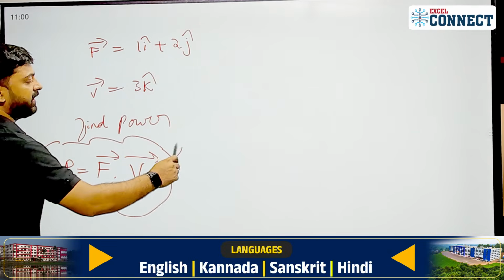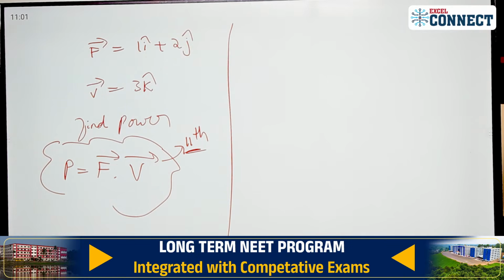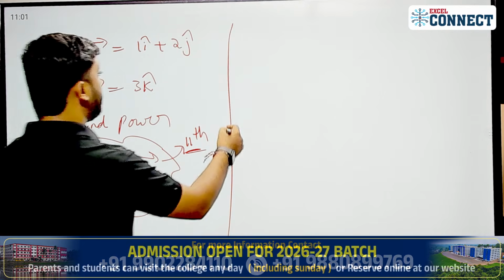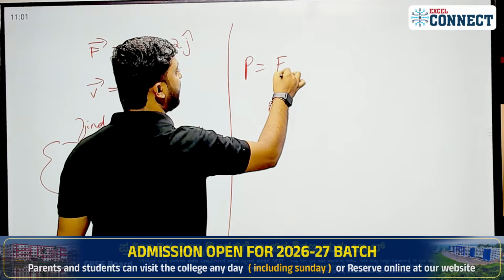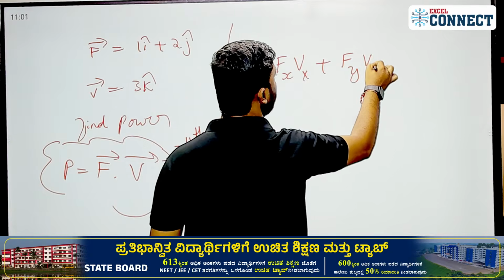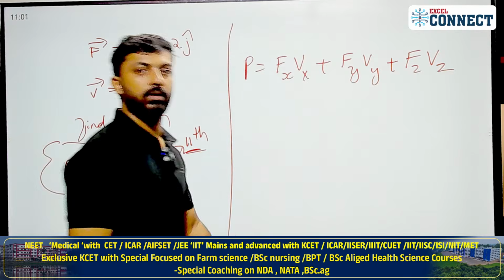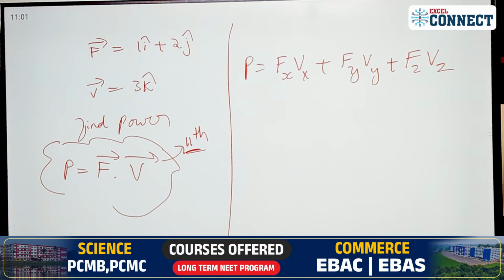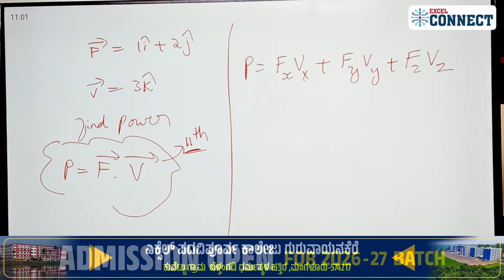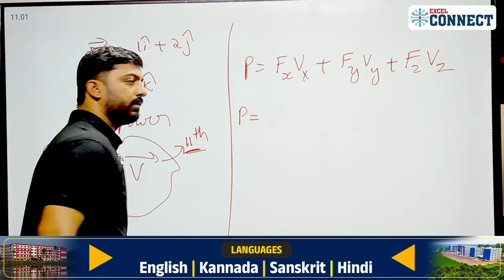This will be studied in 11th standard. So find the work done here. Sorry, what is the power here? Power is Fx Vx plus Fy Vy plus Fz Vz. You have to just multiply the x coordinate, then y coordinate and z coordinate, and add all of them. So what will be the answer here?